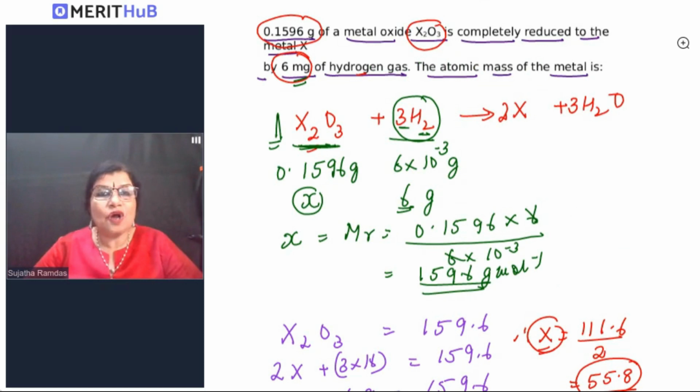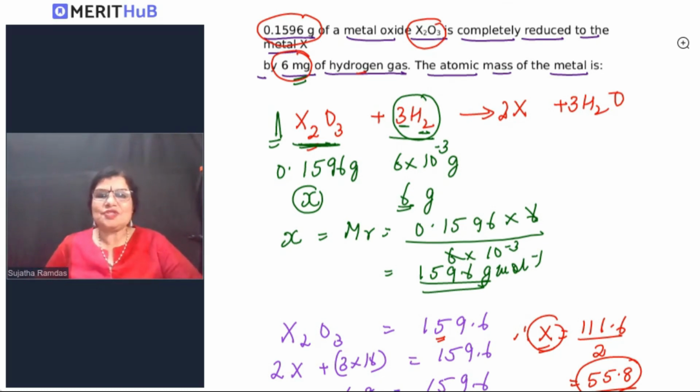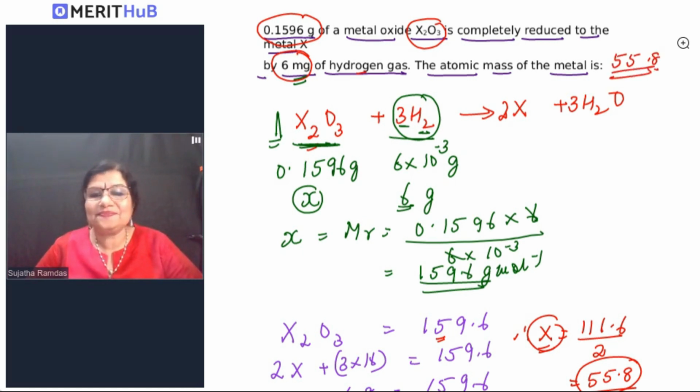If you have rounded off this to 160, you would have got a whole number here. Okay, but anyway, both the numbers are accepted. You get 55.8 as the final answer. So the answer to this question would be 55.8. All right, so that is how you solve this question.